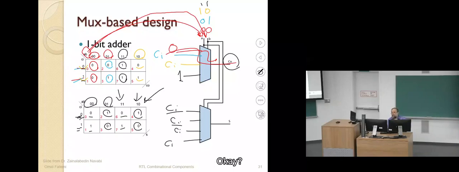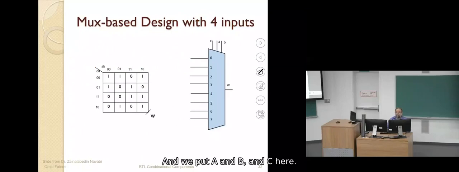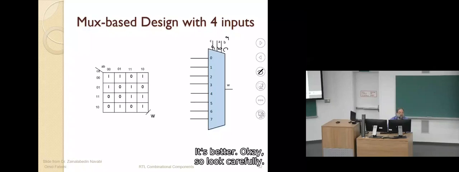Okay? Now let's do the next example. Here we have a four-input function, A, B, C, D. Therefore, which multiplexer do we use? Three select lines. So we use a multiplexer with three select lines, and we put A, B, and C here. It is better if I write C here, B here, A here. It's better. Okay, so look carefully.